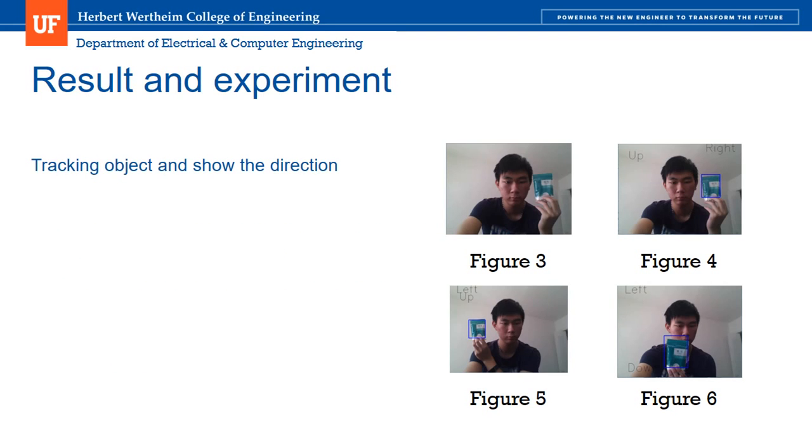There are some results and experiments of the project. Figure 3 is the image before starting tracking. After using the mouse to select the green pack, the pack is under tracking like figure 4. When I move the pack, the direction of the movement is shown on the screen.